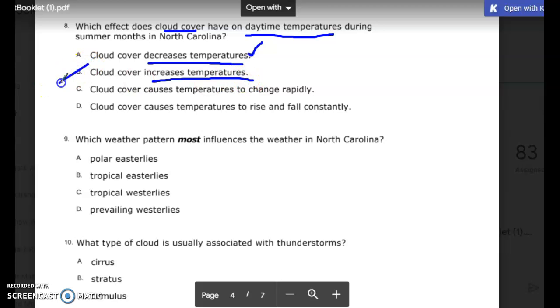That's a good answer. Cloud cover increases temperatures. That's at night. Cloud cover causes temperatures to change rapidly. Cloud cover causes temperatures to rise and fall constantly. That would be a miserable day. It's hot, it's cold. It's cold, it's hot.